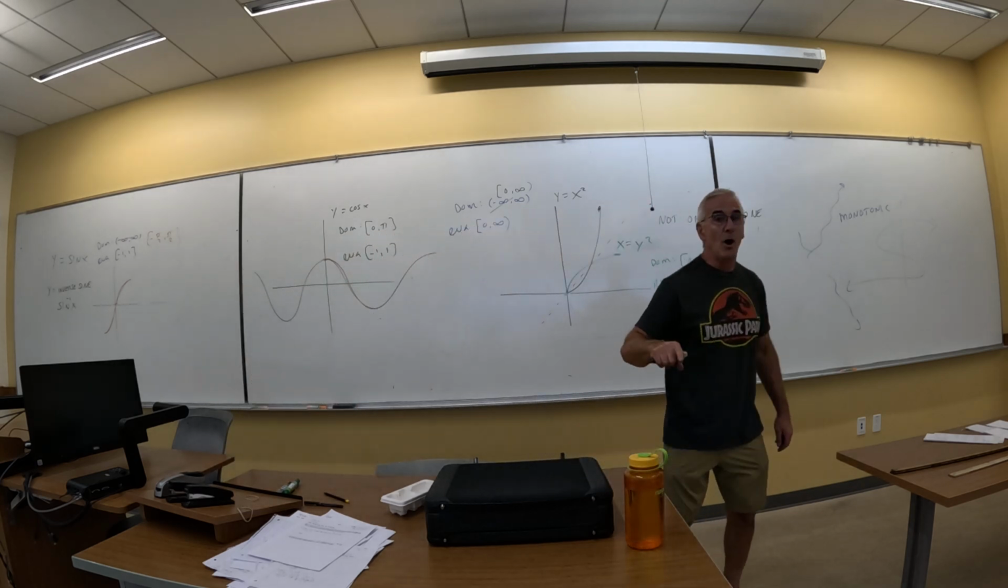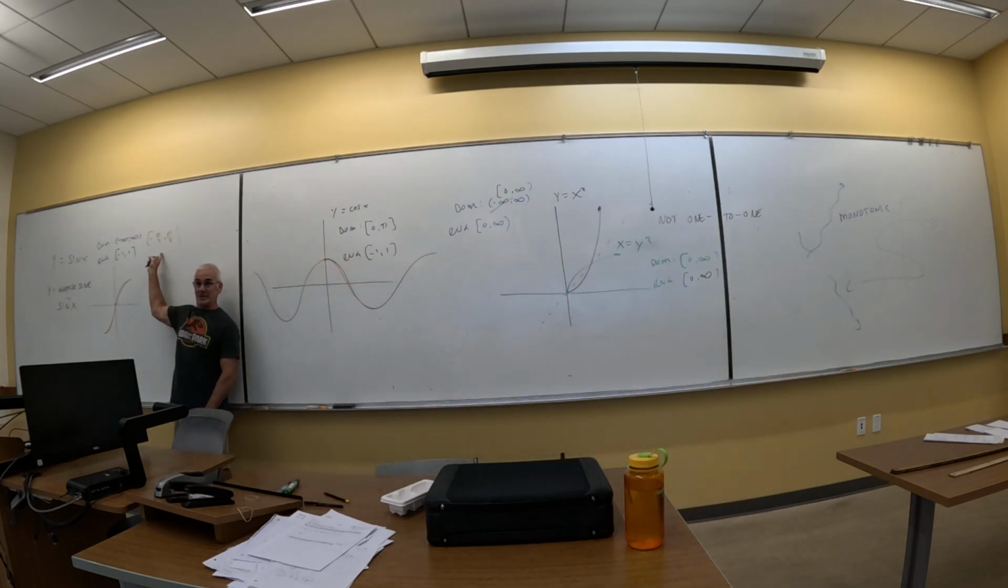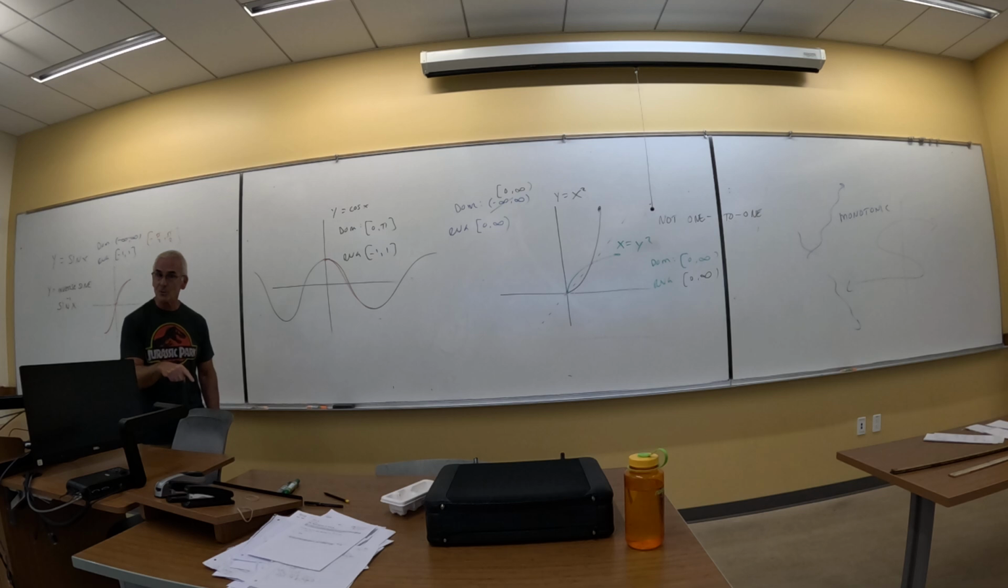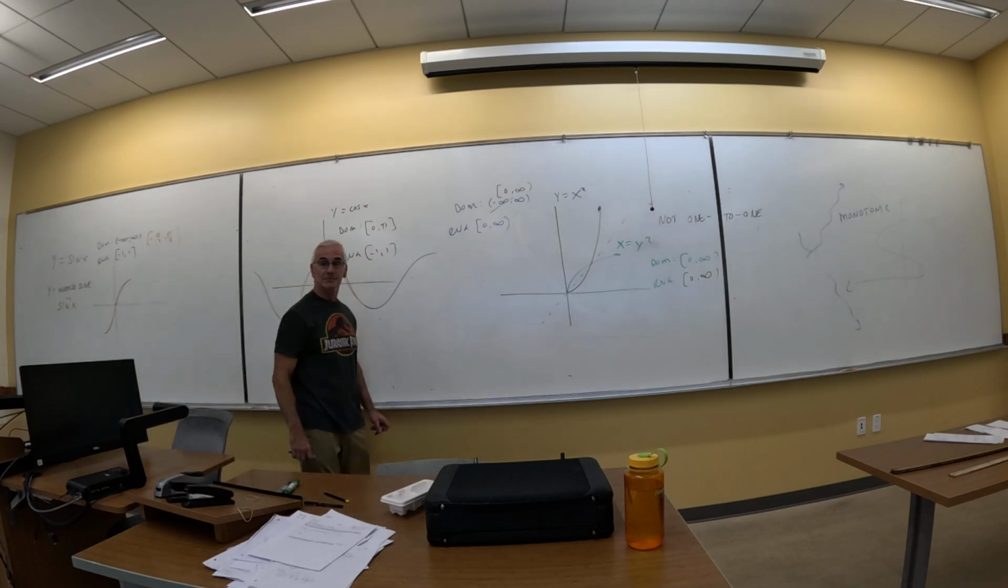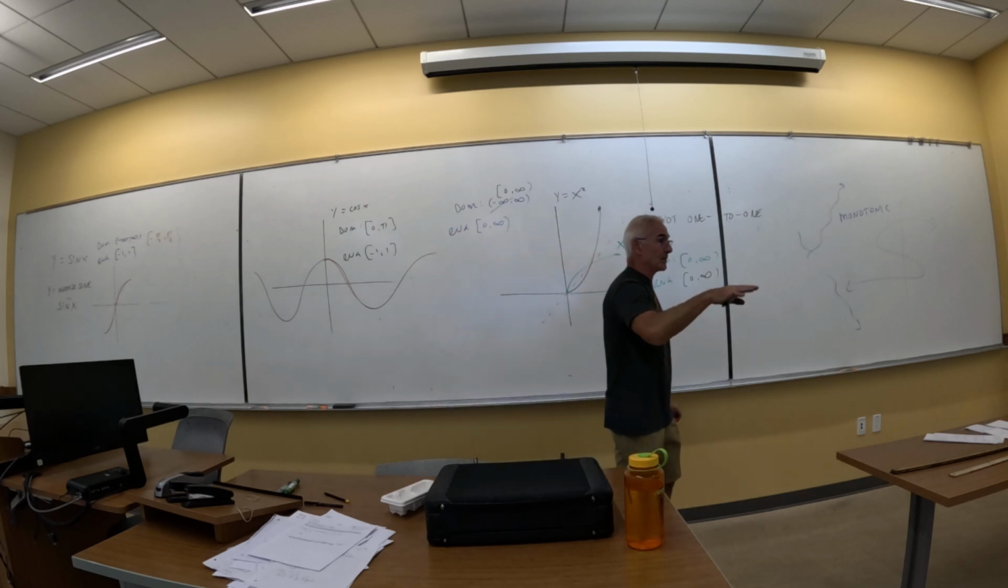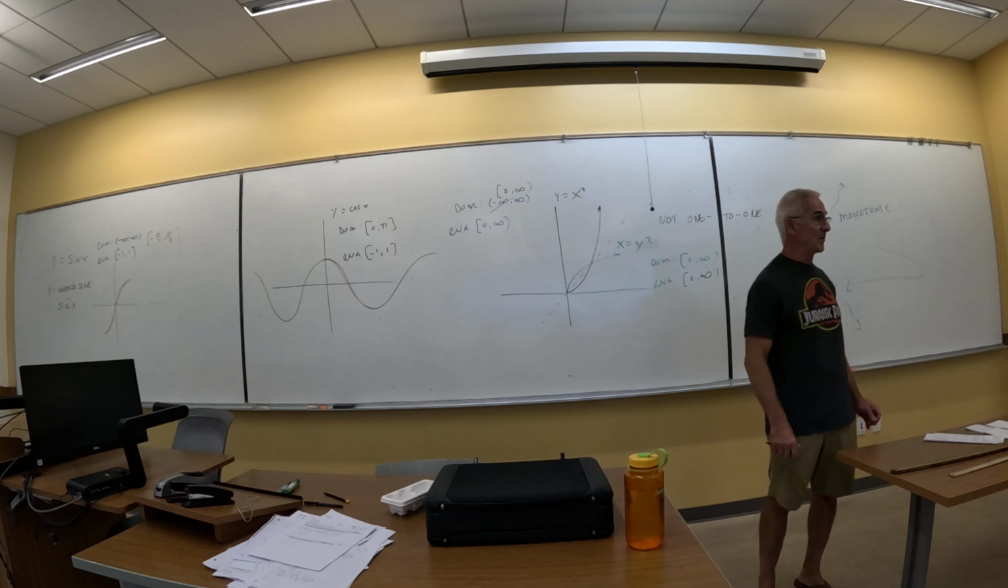Inverse sine will always return an angle between -pi/2 and pi/2, or between -90 degrees and +90 degrees if I'm in degree mode. Inverse cosine will always return an angle between 0 and pi. I can't return an angle outside of that range of values. Okay, you with me so far?